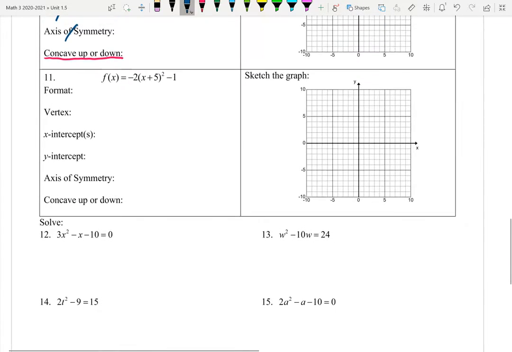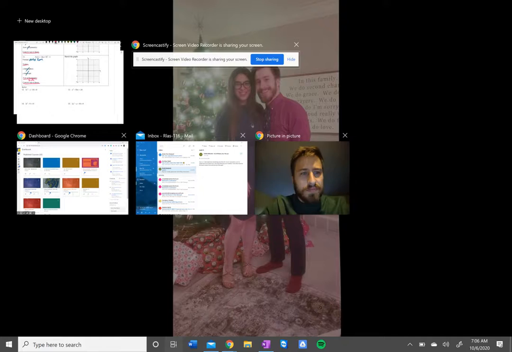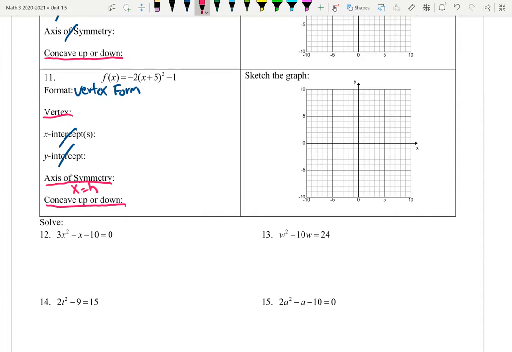Now, vertex form. What you'll be able to tell me is the vertex, the axis of symmetry, and whether or not it is concave up or concave down. Remember, the axis of symmetry is always going to be x equals the h value. Okay.